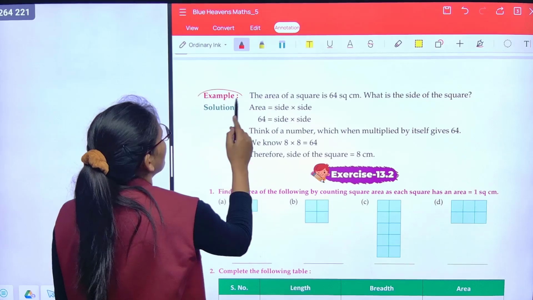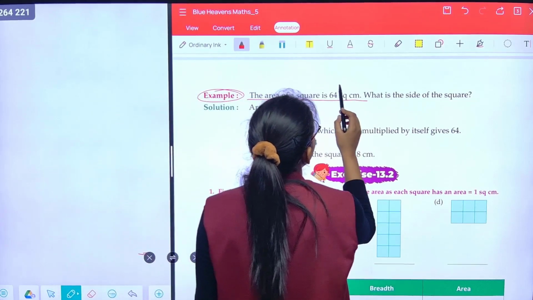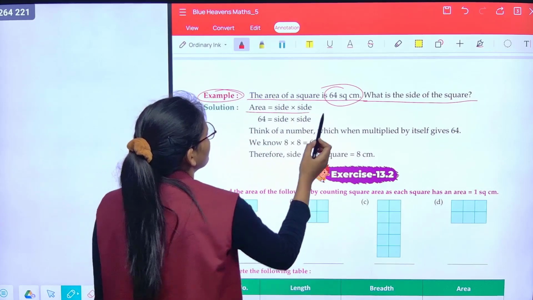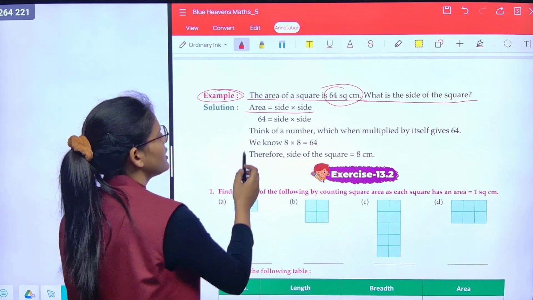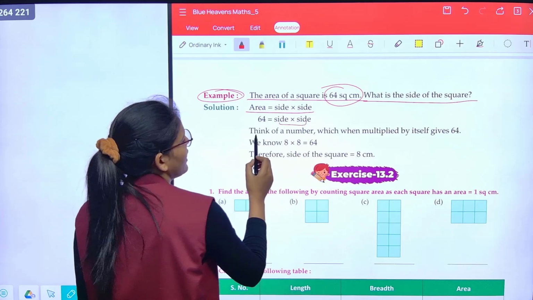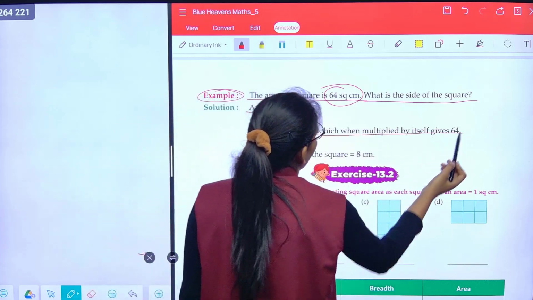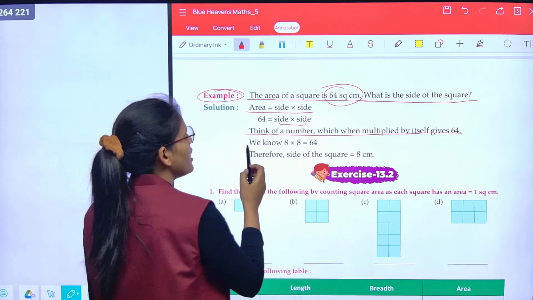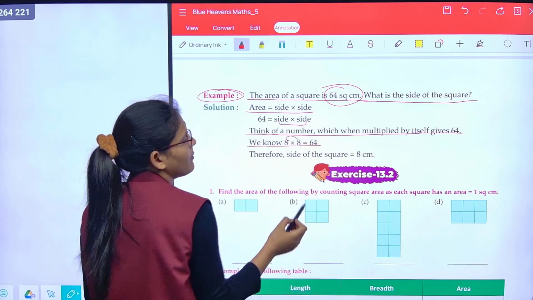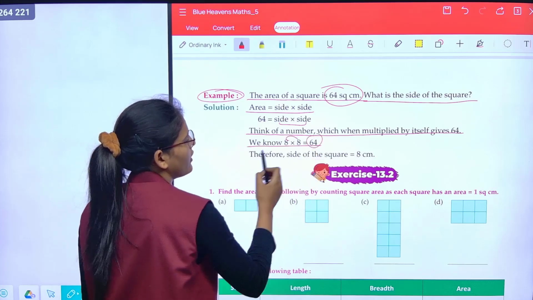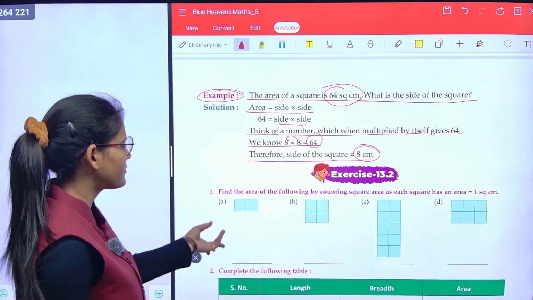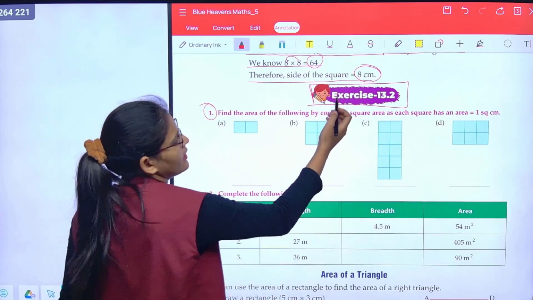Now come on, example class. The area of a square is 64 square centimeter. What is the side of the square? Area is equal to side into side. 64 is equal to side into side. Think of a number which when multiplied by itself gives 64. So 8 8s are 64. We know 8 multiplied by 8 is equal to 64. Therefore, side of the square is 8 centimeter. Understand?